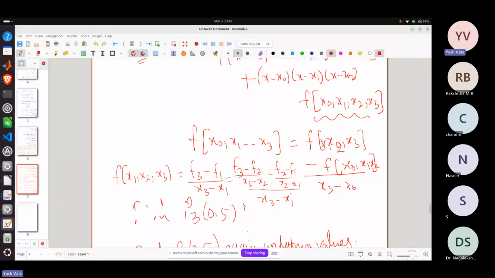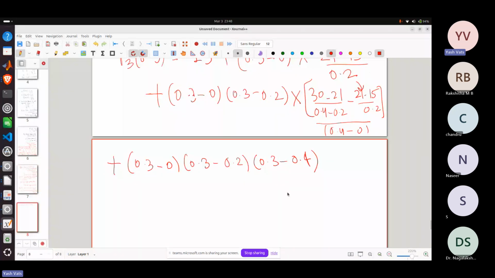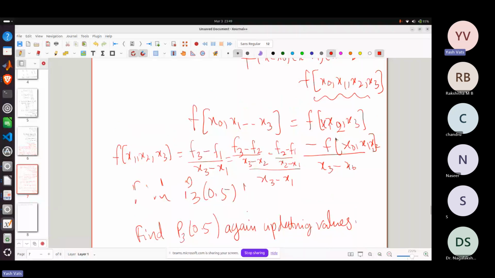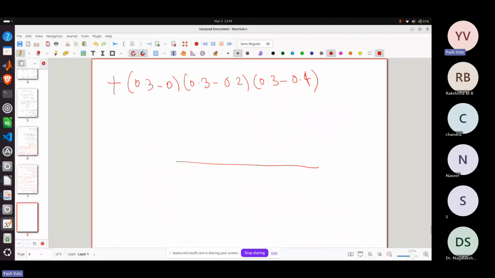Okay. So what is f3 in this case? I just put this directly from above. So x3 is 0.4 minus 0, right?